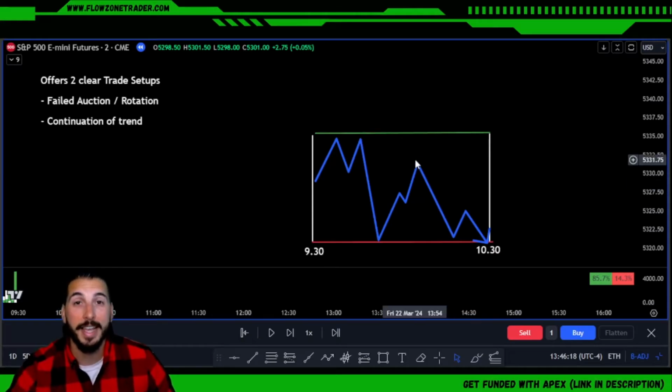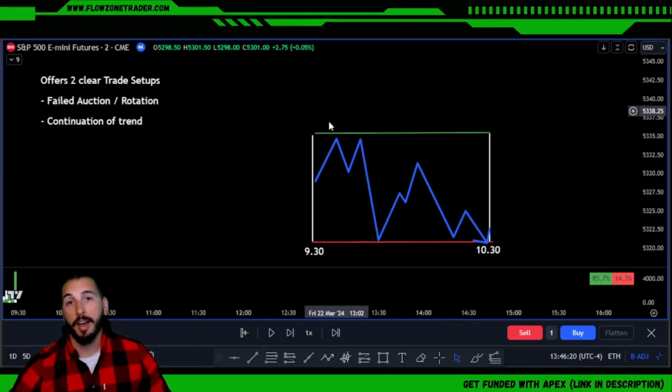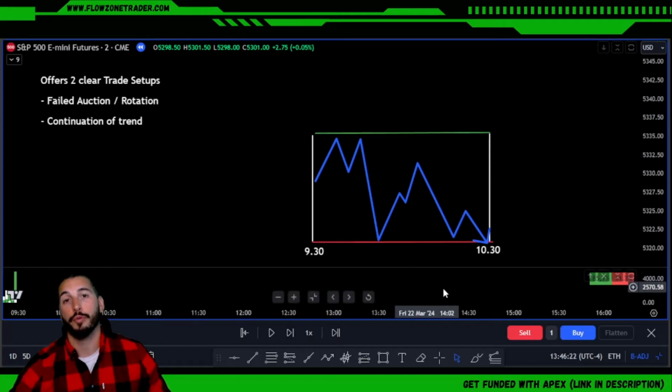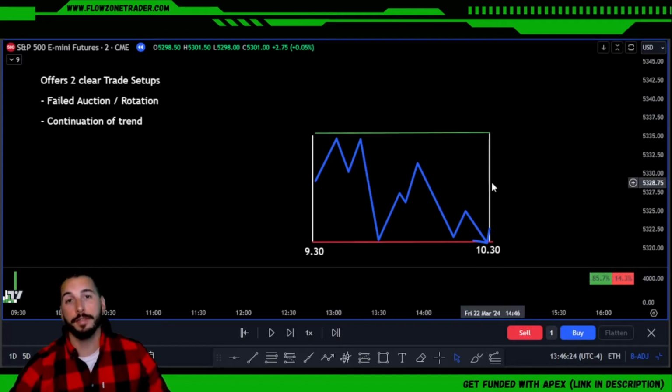So very clearly, before we move on, inside the initial balance, we are looking for rotations. Outside of the initial balance, we are looking for expansions. So with that said, let's look now to some live examples.